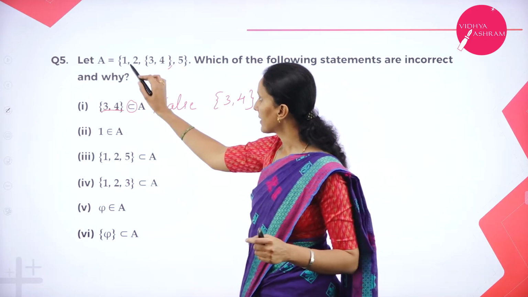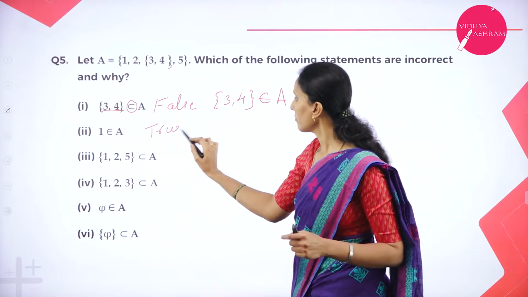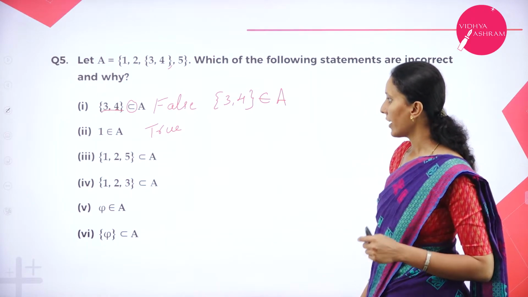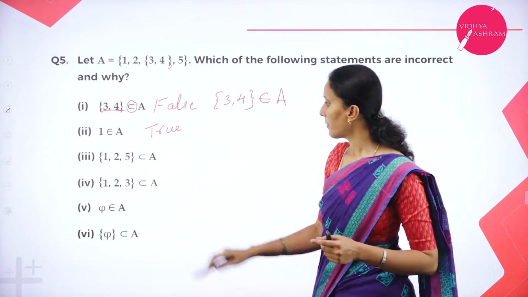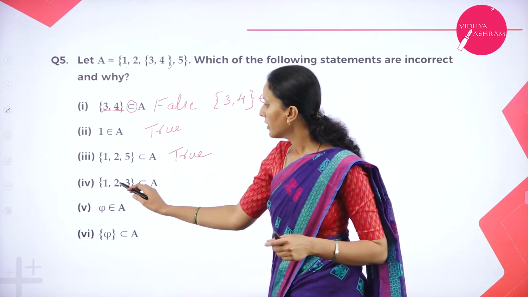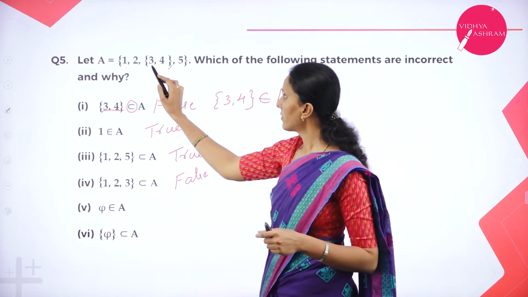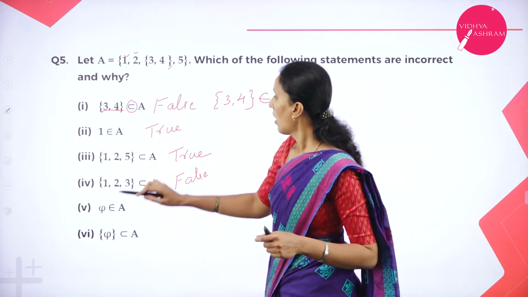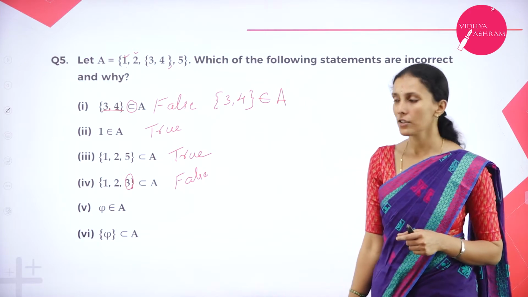1 belongs to A. Yes, 1 is in A. So therefore, the given statement is true. So no reasons. Again, {1, 2, 5} is a subset of A. So you can write {1, 2, 5} as a subset of A if you take it as a subset. So therefore, this is true. Next, {1, 2, 3} is a subset of A. False. Because 3 is inside some bracket, that is inside one more set. 1, 2 are in A, but 3 is not in this form. So therefore, the given statement is false.